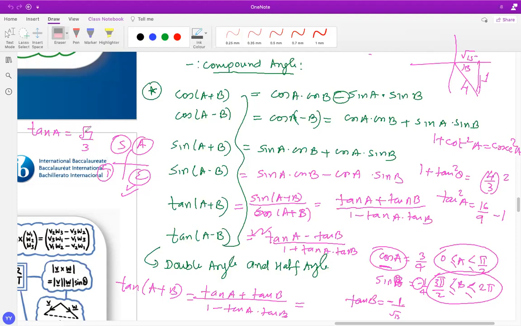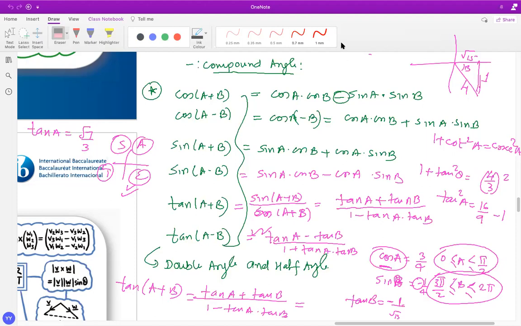So tan A is root 7 over 3 here, and tan B is negative 1 over root 15. You just substitute here and simplify, and you get the value. So this is one type of question that IB asks, where you reflect upon each of the components, like how we did here, and then put them into the formula.